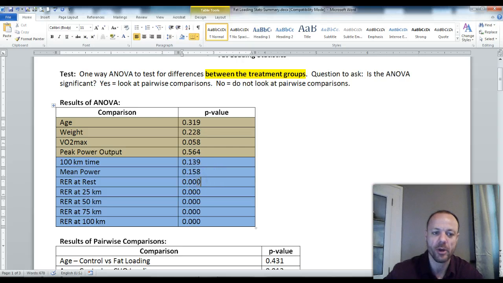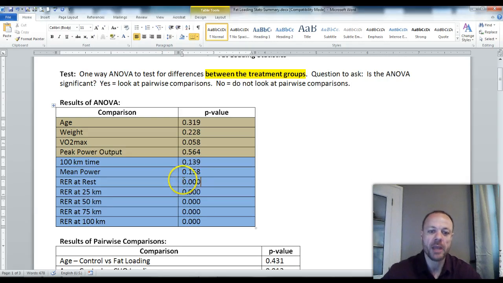What was different, though, was their respiratory exchange ratio, and that is also something that you would expect to be different. It's unfortunate that the difference in diet didn't result in a difference in performance, as in how quickly they could complete the 100 kilometers, but you would expect that if somebody is eating a different diet, that it would alter substrate utilization during an exercise bout, and that did in fact happen.